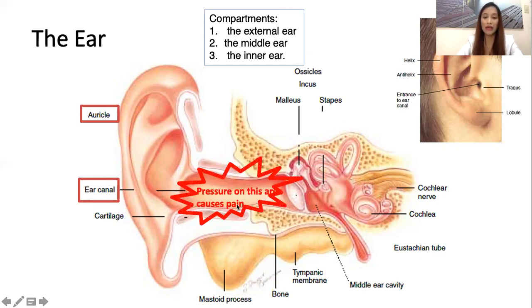Any pressure on this area of the ear canal causes pain. So when you try to insert your otoscope, make sure it's not very inflamed, because when you insert it further, it can cause discomfort or sometimes even severe pain in your patients.